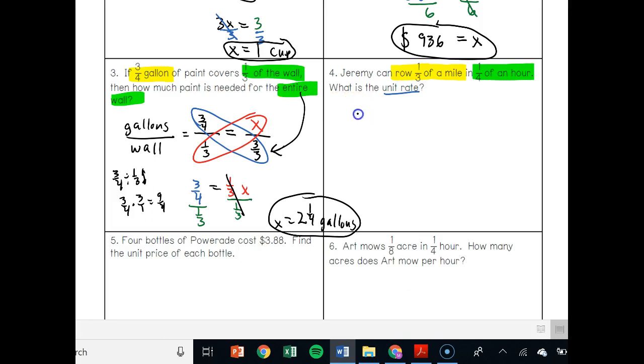1/3 of a mile. We are dividing miles and hours, right? So basically we're saying 1/3 of a mile over 1/4 of an hour is equal to, remember, unit rate means per one of something, right? So it's per 1 hour in this case, right? So it's x over 1, right? And we do our cross multiplying.